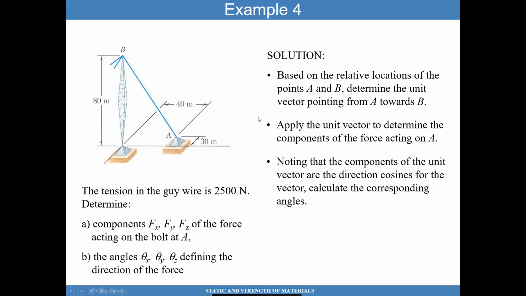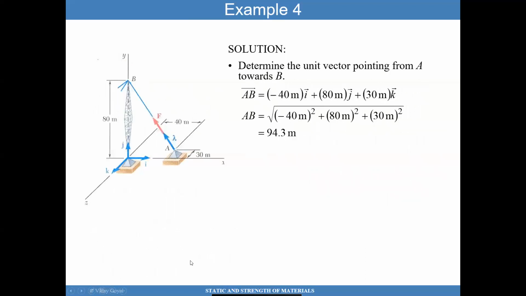So what is the solution? Based on the relative locations of A and B, because I have the coordinates of everything, I can determine the unit vector that points from A to B. That's easy. I know these coordinates, and I can then find that unit vector. And since I can find those unit vectors, I can calculate the corresponding angles very quickly: theta x, theta y, theta z. It's purely a geometry problem.